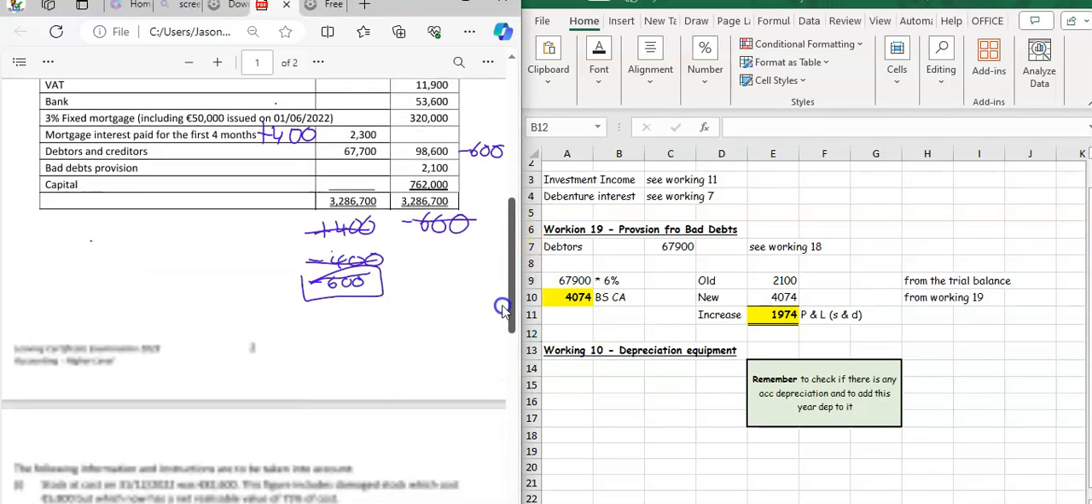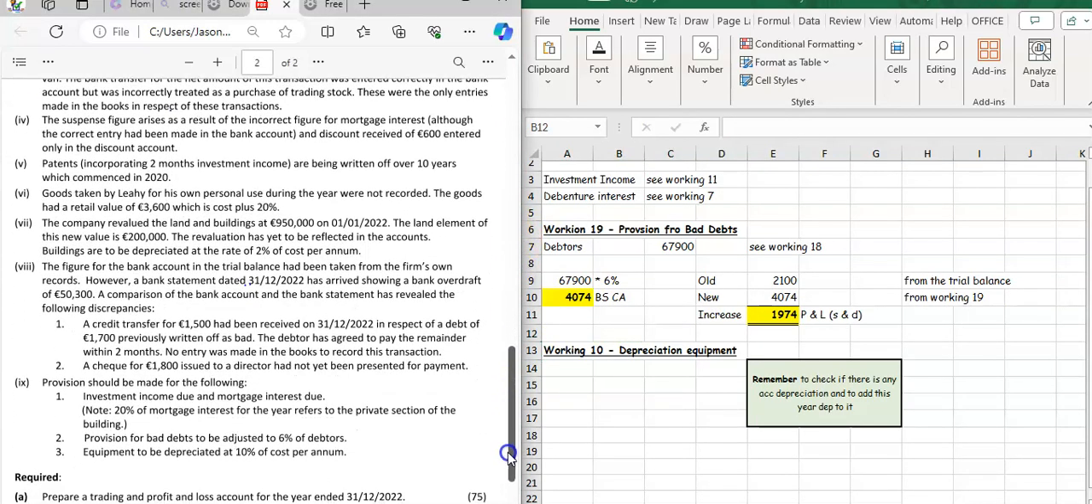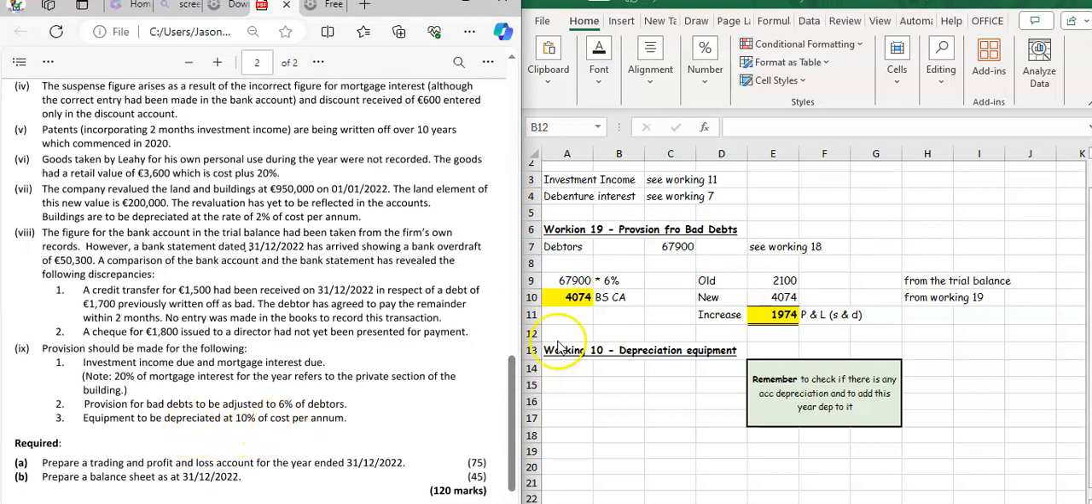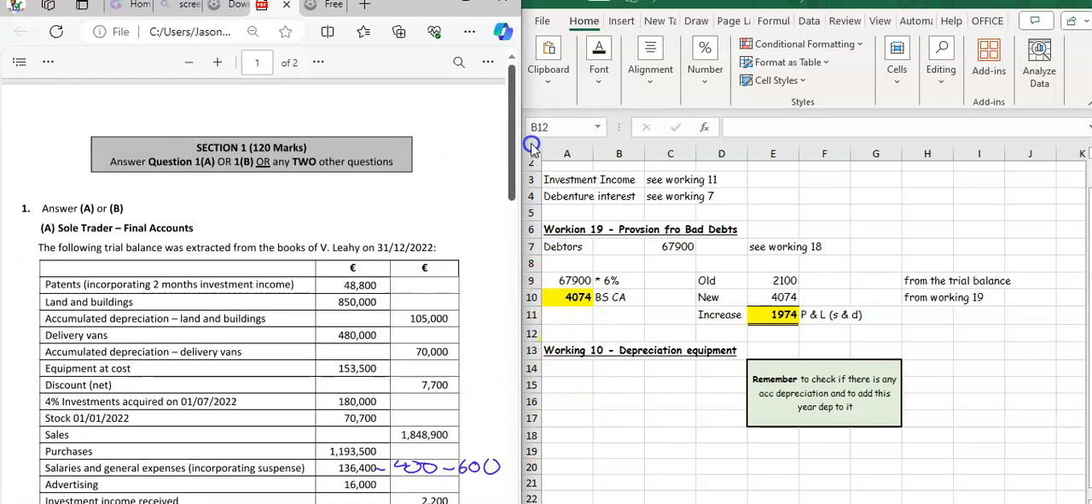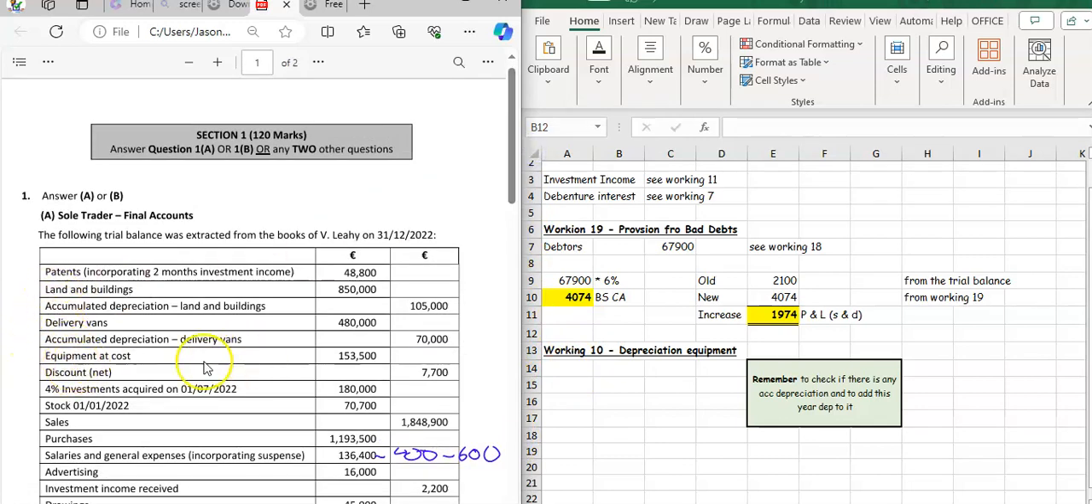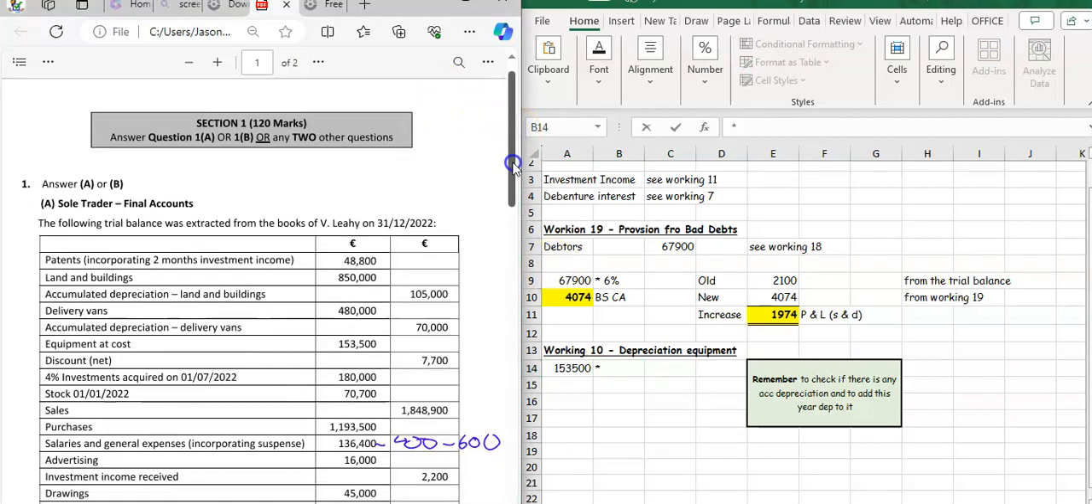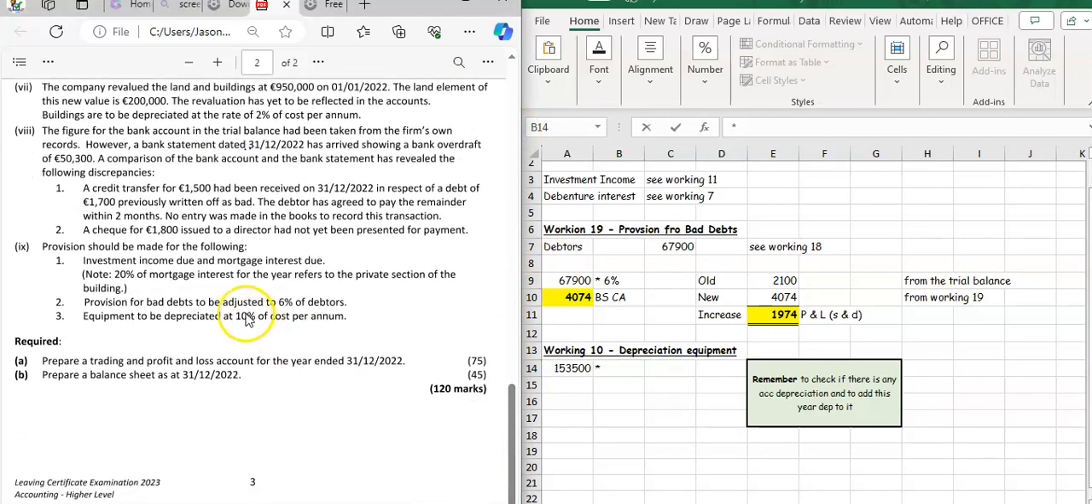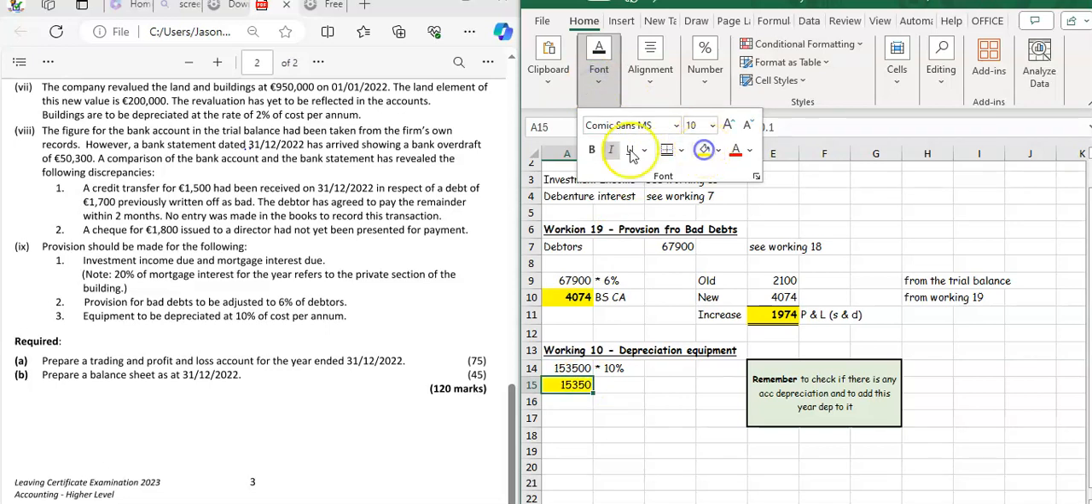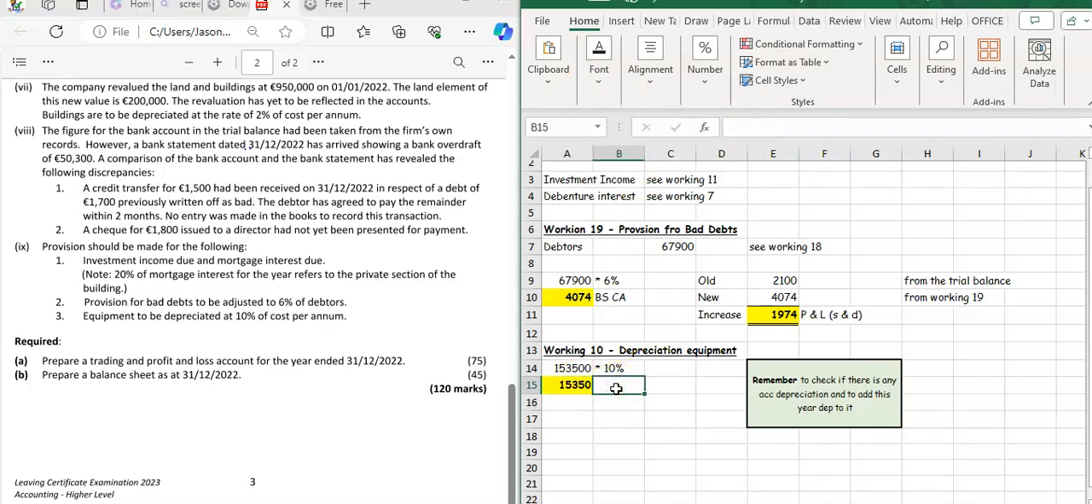Then the next provision that we need to have is equipment to be depreciated 10% of cost per annum. So we go and have a look for our equipment. So equipment cost is 153,500. We're multiplying that by, I think it's 10%. So multiply it at 10%. So that's going to give us 15,350, and that's going to be the figure that goes to my expenses in my profit and loss, and it's going to go into admin.